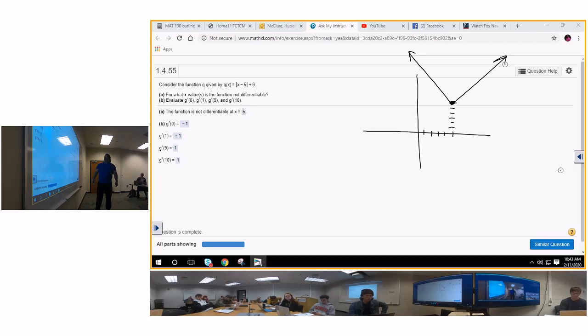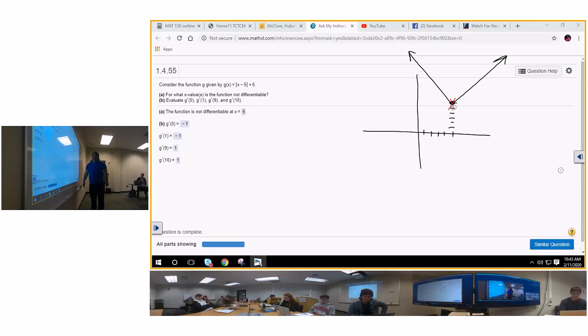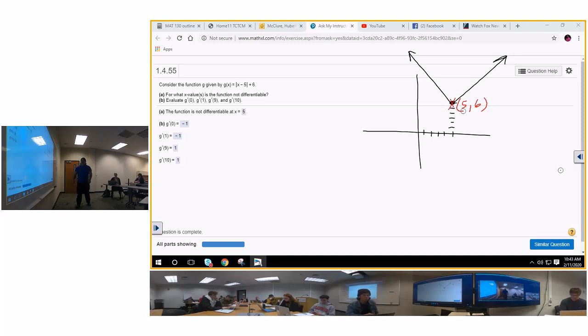So first of all, we cannot have a tangent line where? At a corner. I don't know if they're going to ask you for that, but you can't. It says, for what x values is the function not differentiable? Well, that would be at 5 and what? 5 and 6. At 5 and 6, the function is not there. You can't do it. Okay?